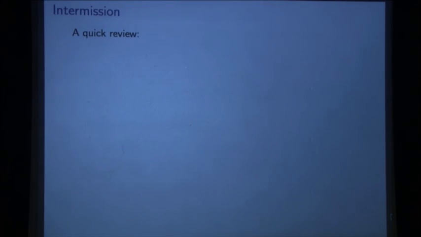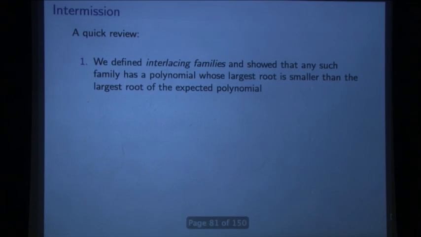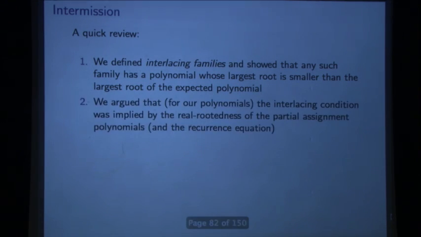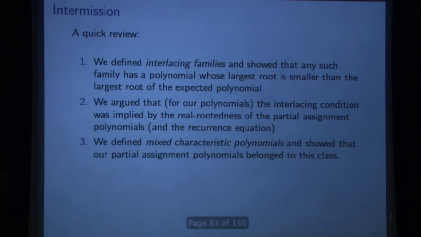Okay, so a quick review of what's happened. We defined interlacing families and showed that any such family has a polynomial whose largest root is smaller than the largest root of the expected polynomial. We argued that for our polynomials, the interlacing condition was implied by the real rootedness of the partial assignment polynomials and the recurrence equation. We defined mixed characteristic polynomials and showed that our partial assignment polynomials belong to this class.